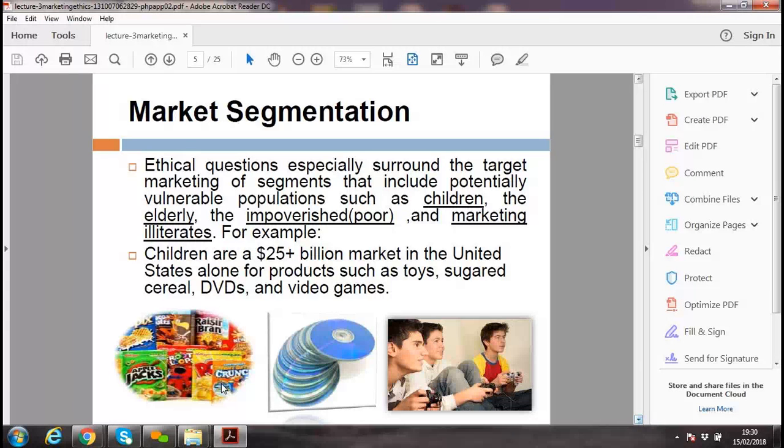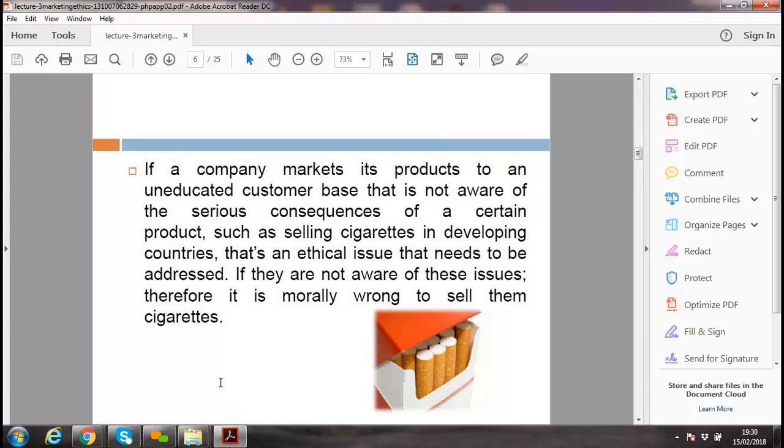We need to look at the marketing illustrations. For example, marketing to children is worth 25 billion pounds plus in the United States alone, for products such as toys, sugared cereal, and video games. So that's a huge market, yes. So we need to deal with it ethically. Is it ethically good? We are promoting sports and we are promoting cigarettes.